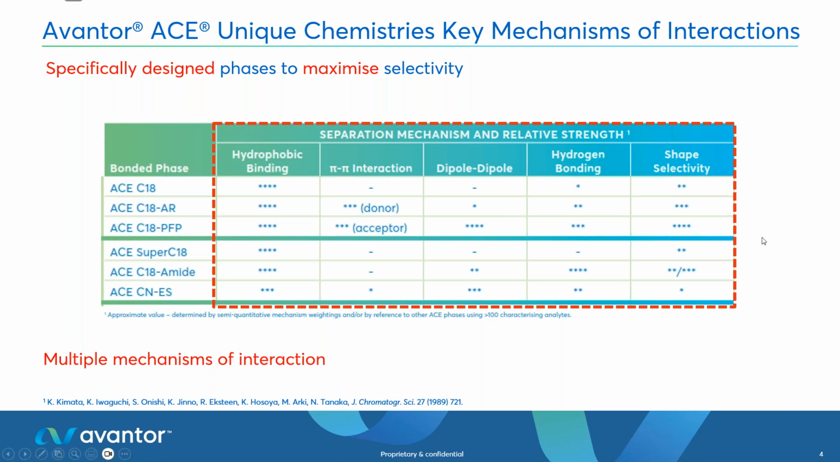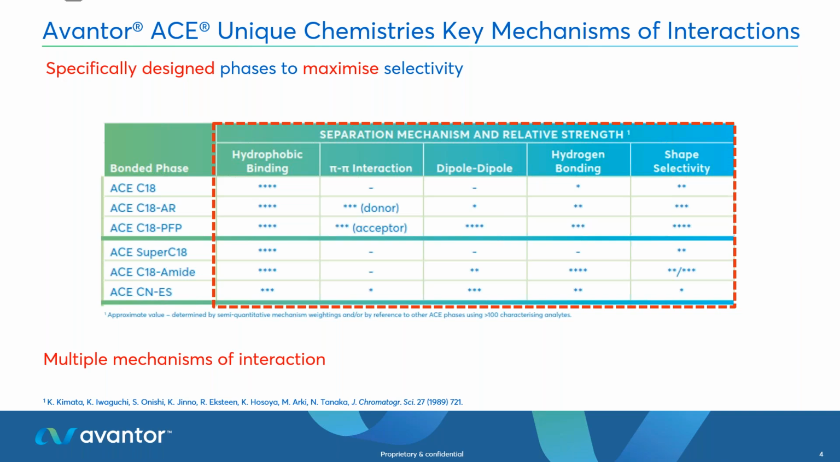And if you want to look at the different mechanisms that these can have with your analytes, you can study this table and see that each column has a different weighting, a different capability in terms of how it interacts with your analytes. So they've all got strong hydrophobicity. That's how we retain compounds in reverse phase chromatography.